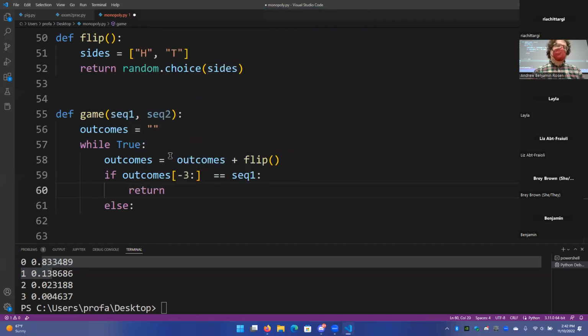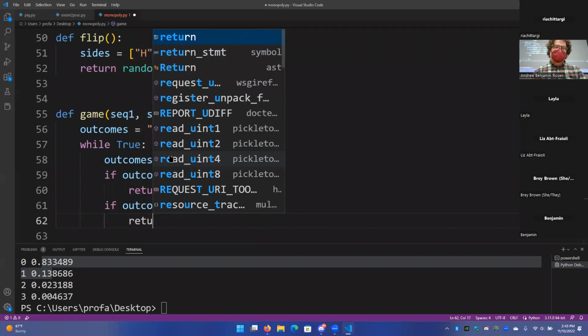return, well, we'll need to return something. I'll return 1 to indicate that player 1 won. We could also do true or false, but otherwise we will do an if statement over here. If outcomes, it's the same thing over here. If outcomes is equal to sequence 2 in this case, right? If the last three digits match, player 2 wins.